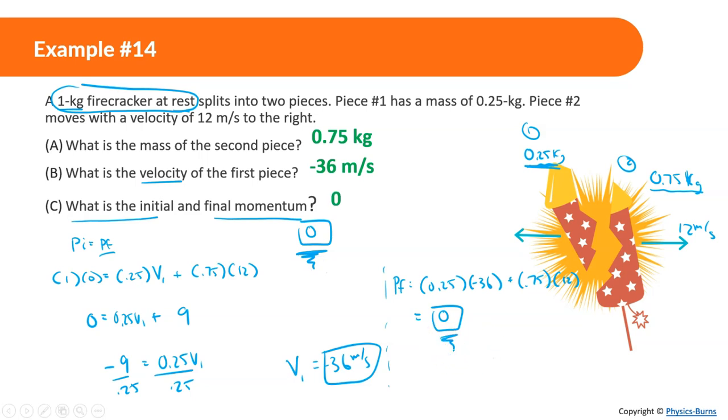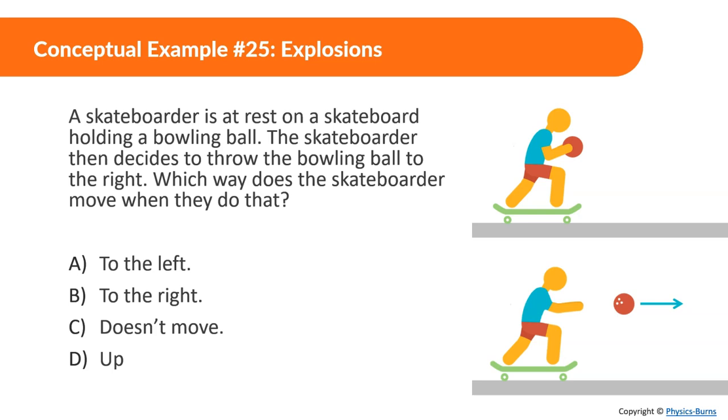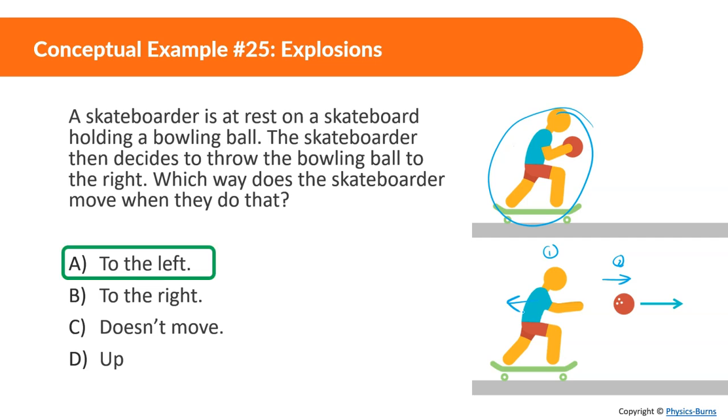Okay, moving on. Conceptual example number 25. A skateboarder is at rest on a skateboard holding a bowling ball. The skateboarder then decides to throw the bowling ball to the right. Which way does the skateboarder move when they do that? So this is an explosion problem. I know it doesn't look like it, but it's one piece and then it's two different pieces. So when this gets thrown to the right, in order for momentum to be conserved, that means this guy needs to start moving to the left. And he does so.